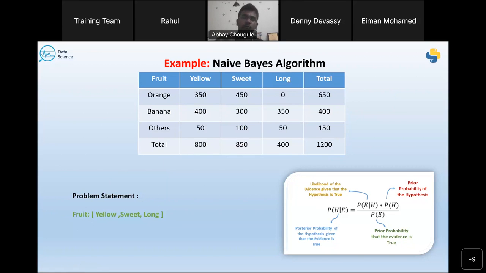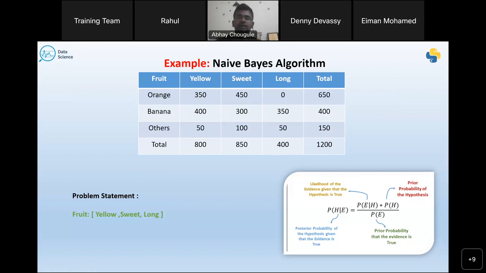So we have to ask the naive Bayes algorithm, please learn this data set and tell me which is the fruit that is yellow, sweet, and long. So it will take that problem statement and go for everyone, checking every aspect of that. Conditional probability checks each and every point. So naive Bayes is not like that, it will go over the whole data set.